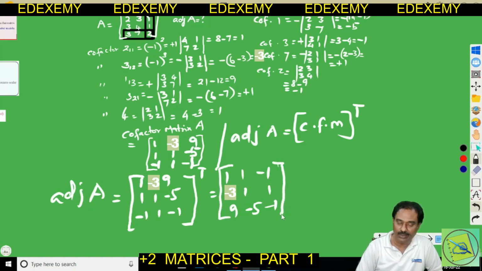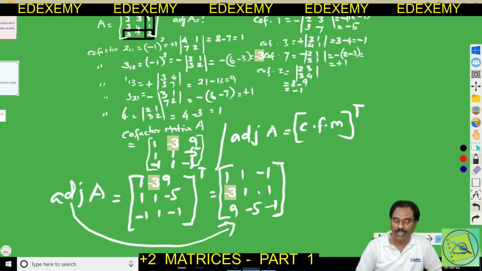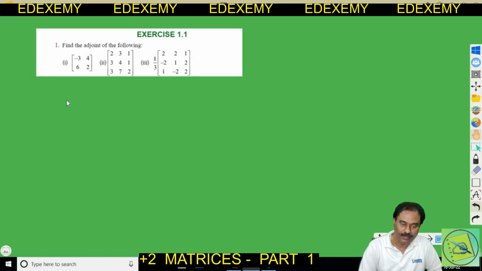Now what is the definition of adjoint of A? The transpose of a cofactor matrix is called adjoint of A. How to find this cofactor matrix? You have to assign a positive or negative value, then find the minor. If you multiply both these things, you get the cofactor of each and every element. Then if you form a matrix, it's called a cofactor matrix. We will move on to the next problem. Now we will solve the third problem.